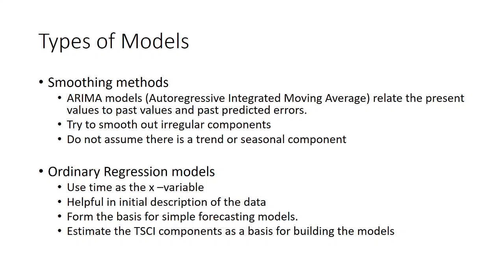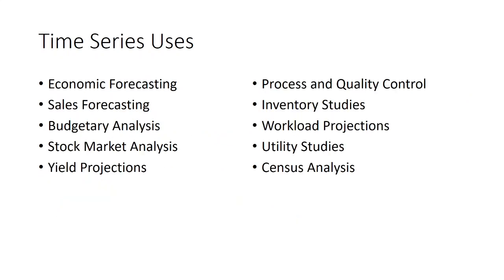Now, the ordinary regression models use time as the x variable, and they are helpful in initial description of the data, and they form the basis for simple forecasting models, and they estimate the components. Well, we'll see the trend, seasonality, components, and irregularity shortly, but the components is the basis for building the models. There's a way that you can analyze them a little bit better to get a better model.